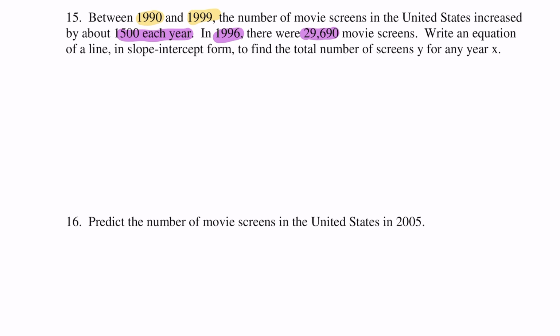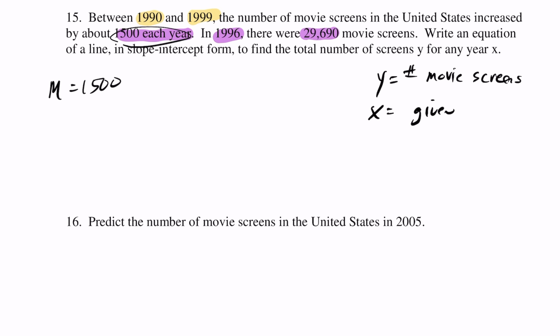And you're going to let y equal the number of movie screens. And we're going to let x equal a given year that they quote here. So notice in this question right away, they gave us the rate of change. I know that the rate of change is 1,500 movie screens per year. Between 1990 and 1999, we've got 1,500 more movie screens each year by about that amount.